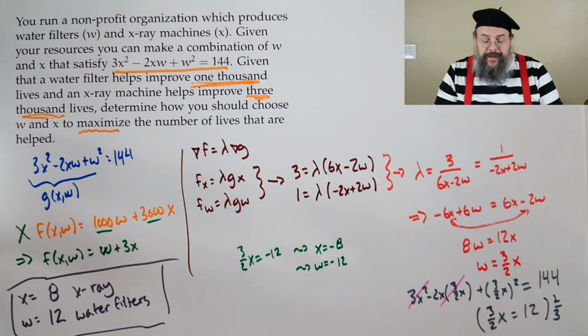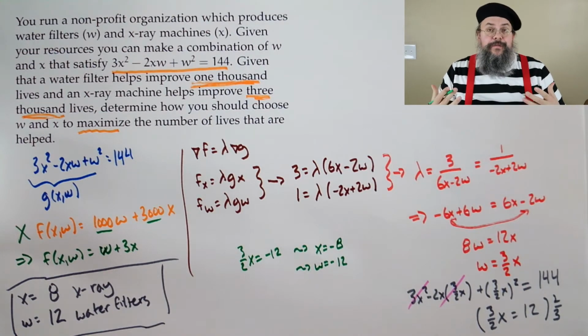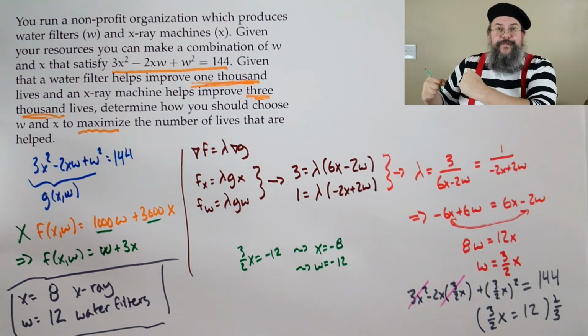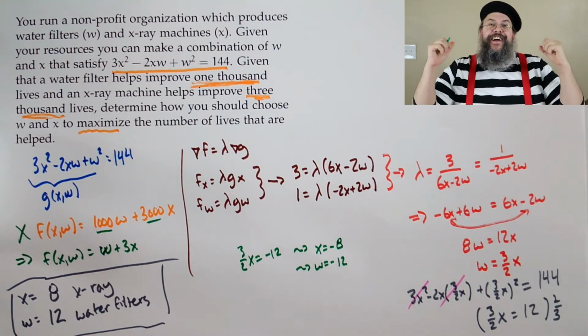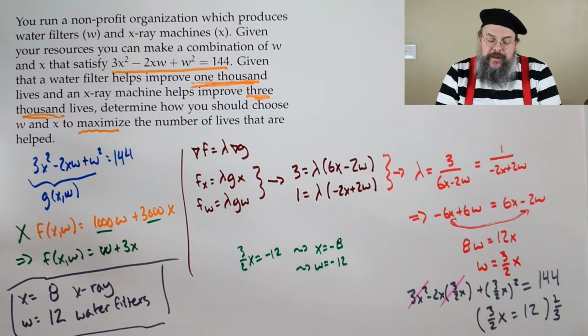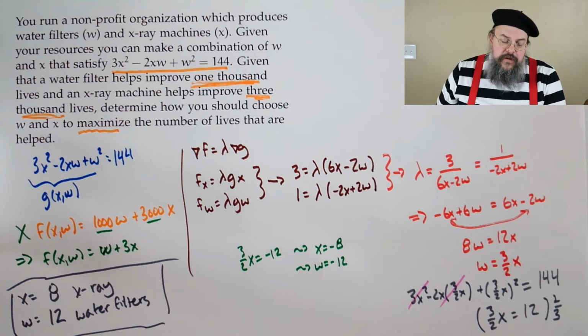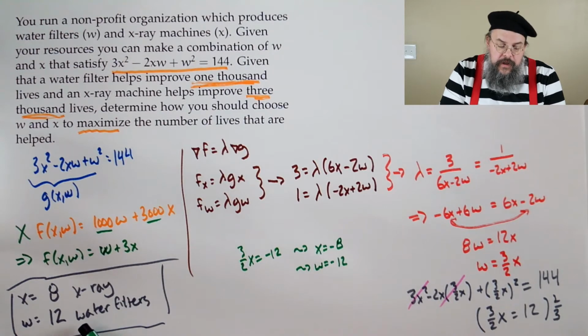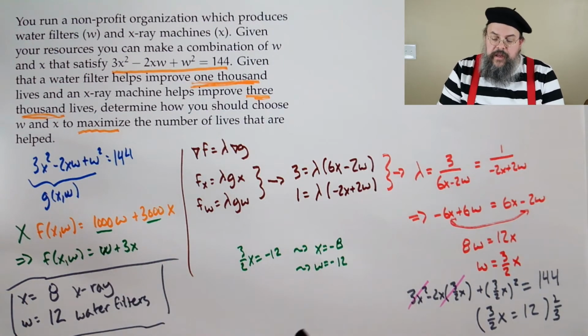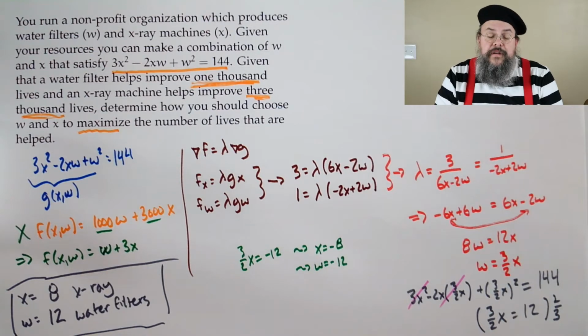What does it mean to have negative 8 X-ray machines and negative 12 water filters? You can imagine that you send out somebody to go out there and start breaking X-ray machines and breaking water filters. That's a terrible way to help people. That's doing the worst for people. So we have 2 candidates, right? And for this one, we're helping: 12 plus 24, 36 times 1,000, 36,000 people. And that one would be harming 36,000 people.